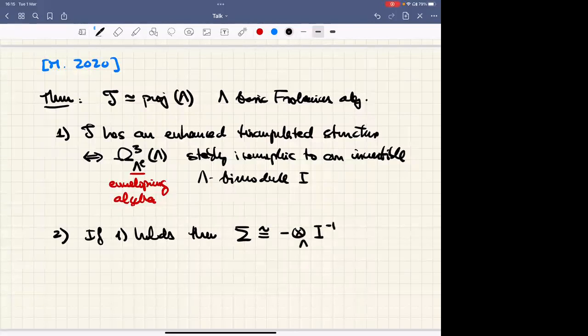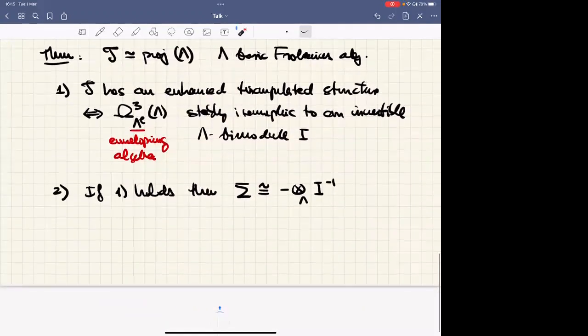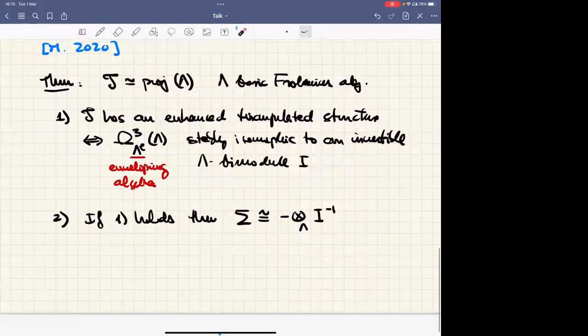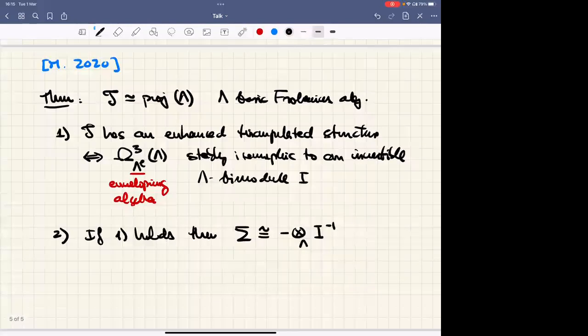Okay, so we have not many choices. We have more than one choice because here we say stably isomorphic. We may have different bimodules which are stably isomorphic. So we have different choices of sigma. In practice, there are examples of that, but not many. They have this restriction.